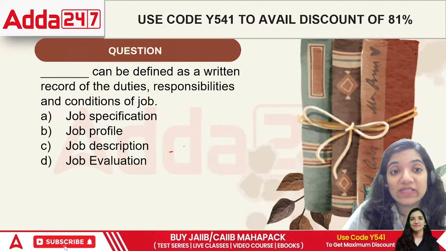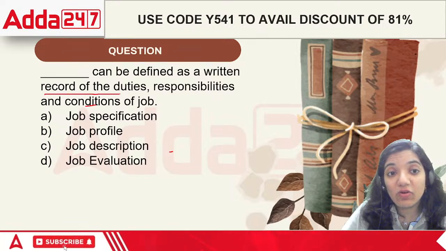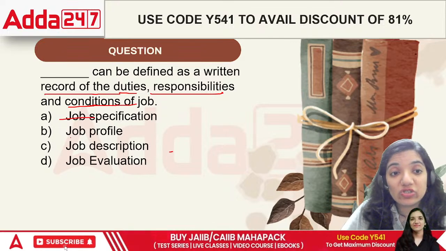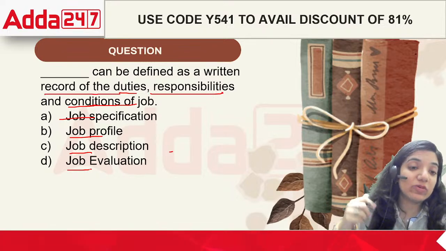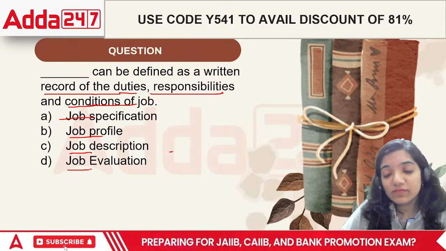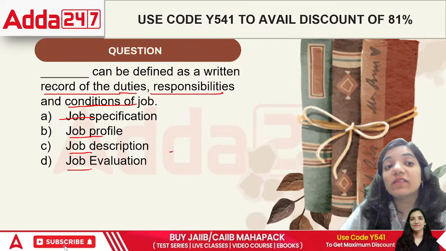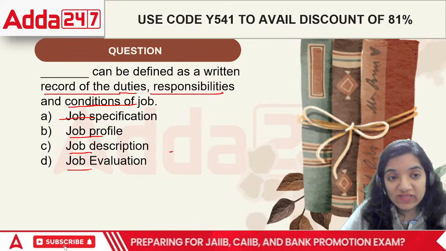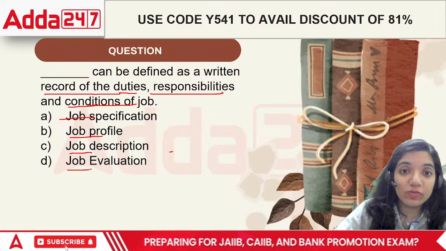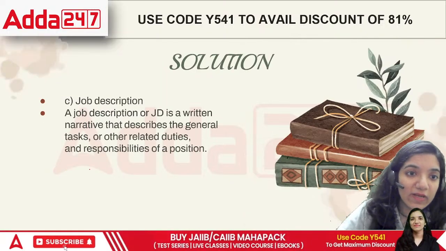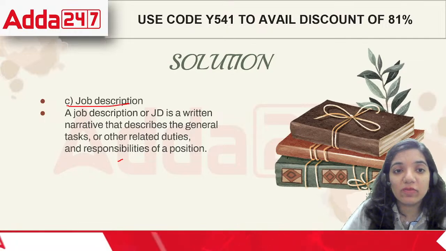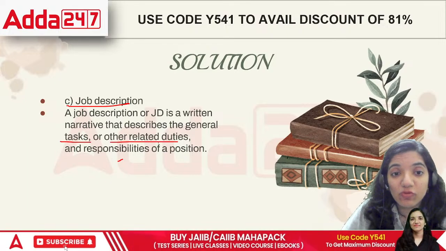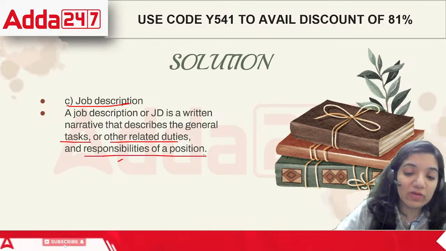Okay, next question. Dash can be defined as a written record of the duties, responsibilities, and conditions of the job. Job specification, job profile, job description, or job evaluation. If we talk about this area, then the correct answer would be written records. Now, this is basically job description. How do you describe the particular job? If I talk about that job, what are the related duties, what are the various tasks I have to go through, and what are the responsibilities for that particular position, right?